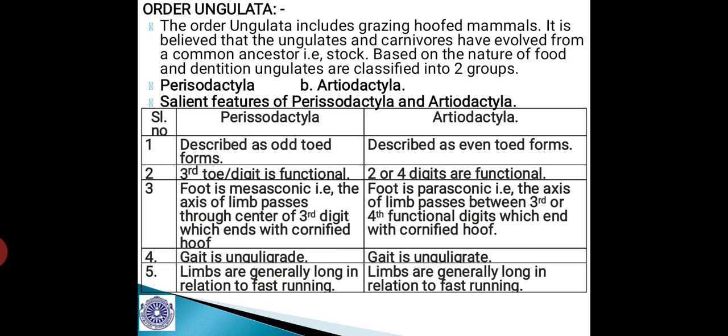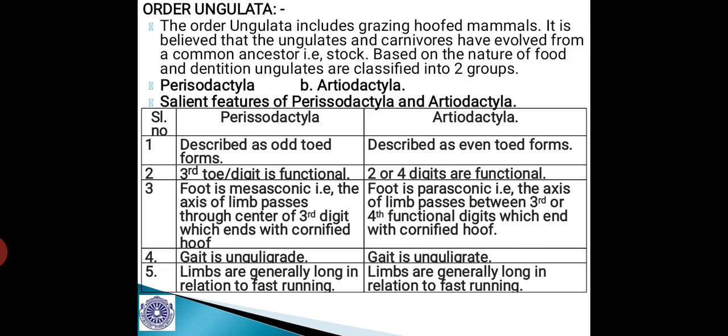In Perissodactyla, the foot is mesaxonic, that is, the axis of the limb passes through the center of the third digit, which ends with a cornified hoof. It is because of this anatomical difference that the third toe is said to be functional. Whereas in Artiodactyla, the foot is said to be paraxonic, that is, the axis of the limb passes between the third and fourth functional digits, which end with cornified hoofs.